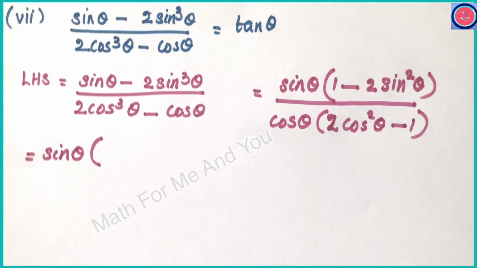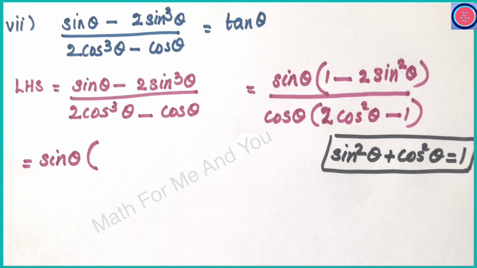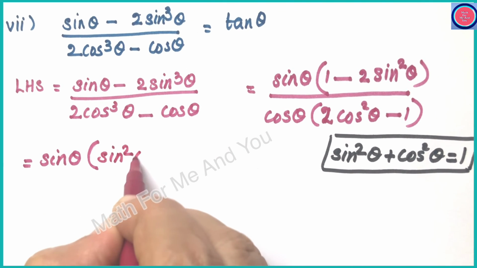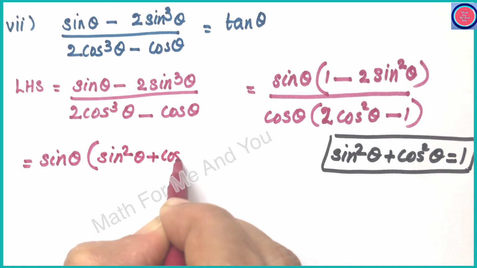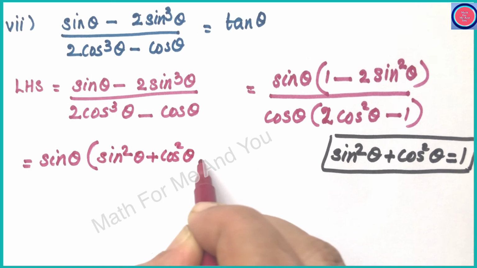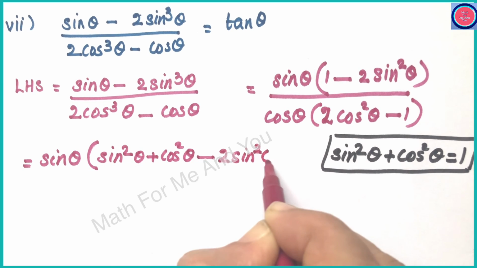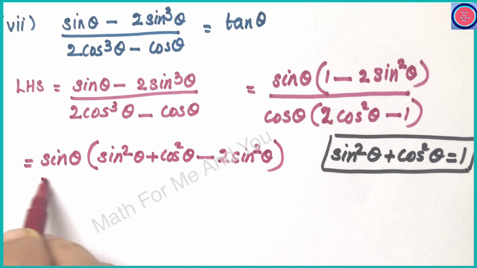Inside the bracket in the numerator there is 1. We have studied sin square theta plus cos square theta equals 1. Replace 1 with this identity. So we can write sin square theta plus cos square theta, then minus 2 sin square theta. Just replacing 1 with the identity. That's it.